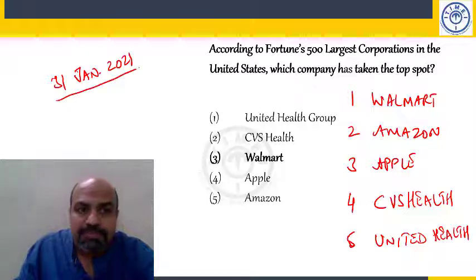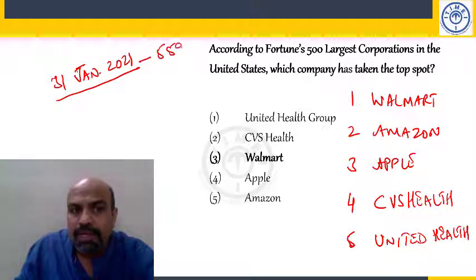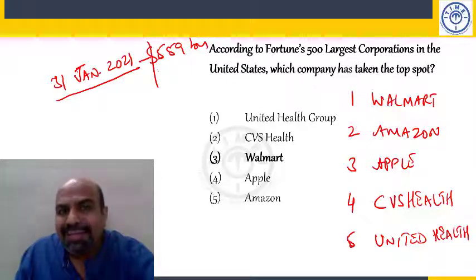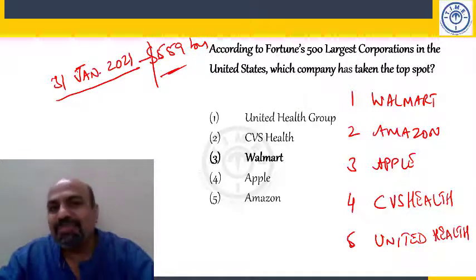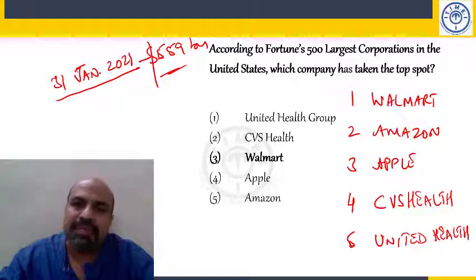By January 31st, 2021, Walmart sales were $559 billion. Now how much is this money? It is 20% of India's GDP. You understand what I'm talking about? It is little more than 20% of India's GDP. It's huge. It's a massive company.